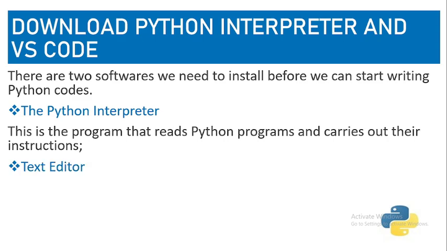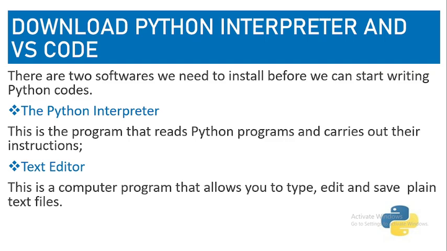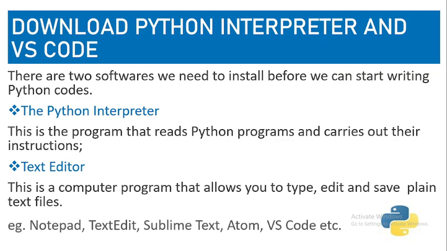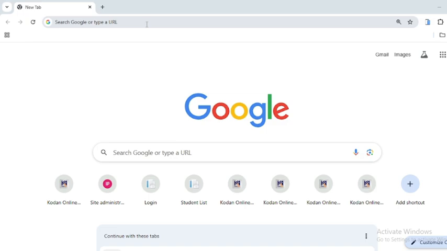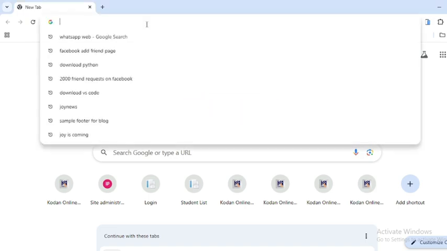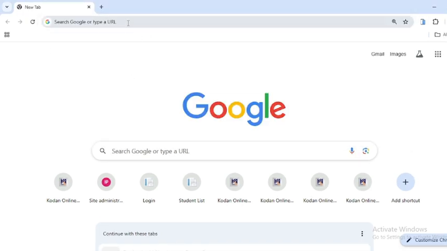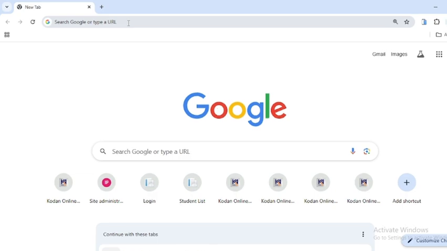The second software we need is a text editor. A text editor on your computer lets you type code. There are many kinds: Notepad, TextEdit, Sublime Text, Atom, and VS Code. In this course, we will use Visual Studio Code, VS Code. First, we download the Python interpreter on the computer.